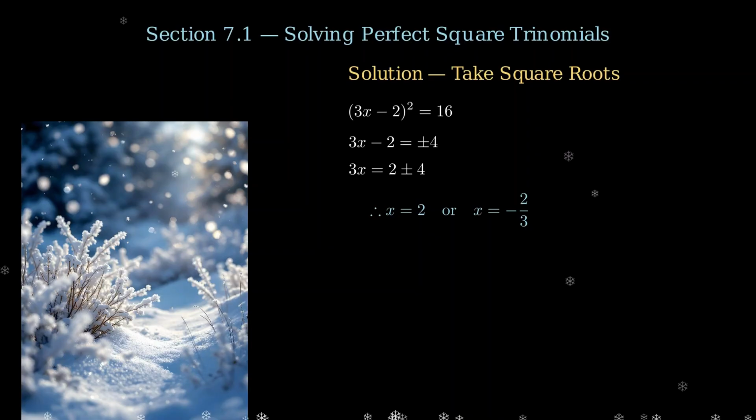of 3x minus 2. This gives us the equation 3x minus 2 squared equals 16. Taking the square root of both sides, we get 3x minus 2 equals plus or minus 4. Now we solve for x. This splits into two cases, leading to our final answers x equals 2 or x equals negative 2/3.